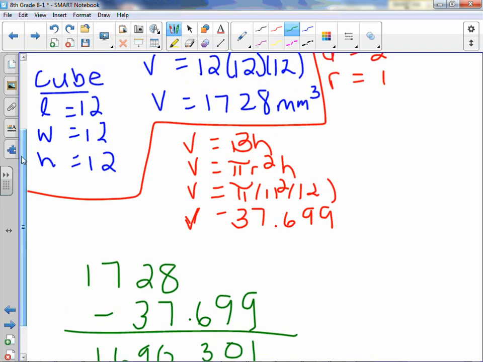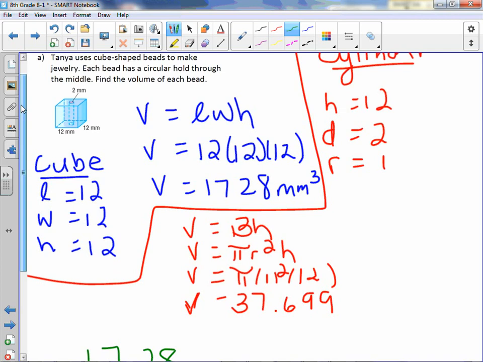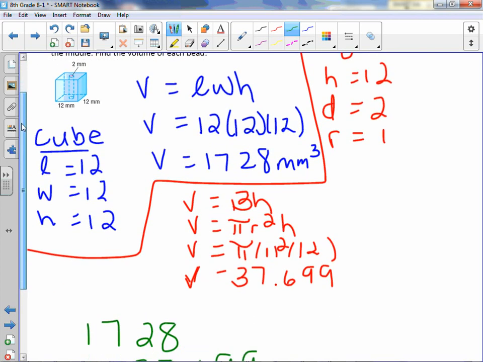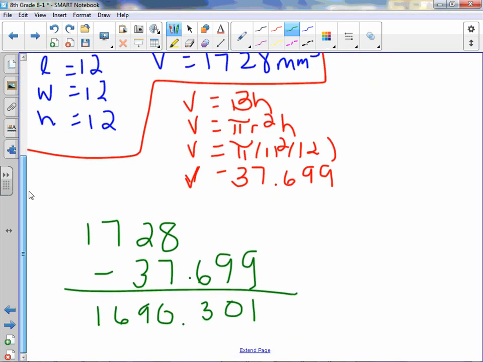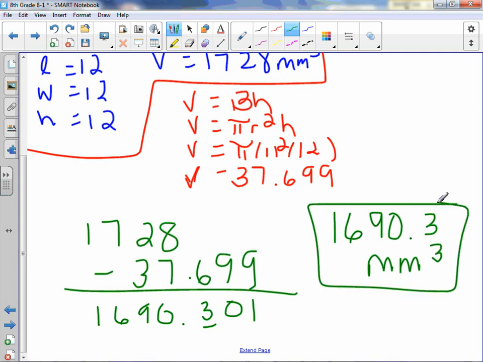Round, does it tell us? Let's see. It doesn't say to round, but I'm going to round to the nearest tenth. So each bead is 1,690.3 cubic millimeters.